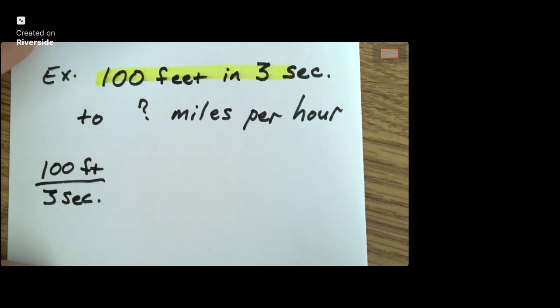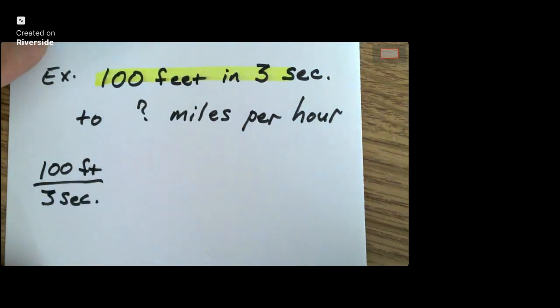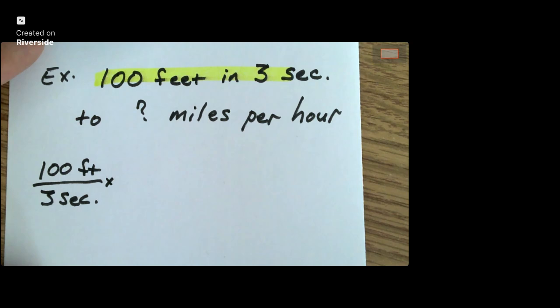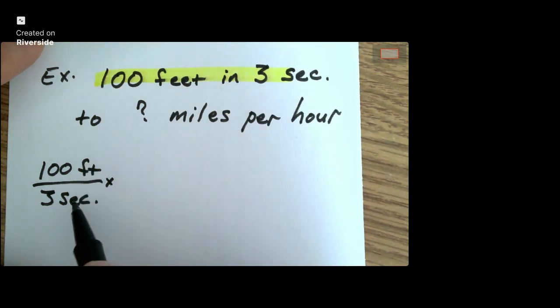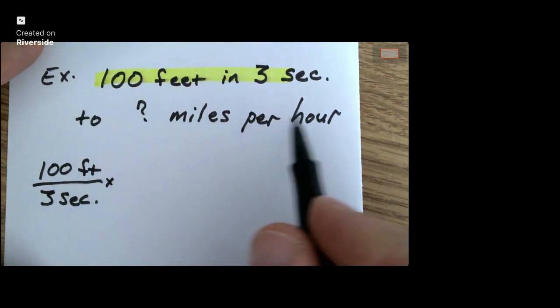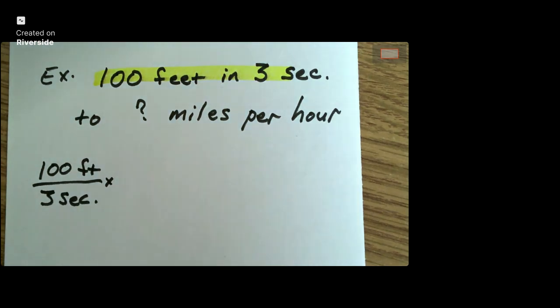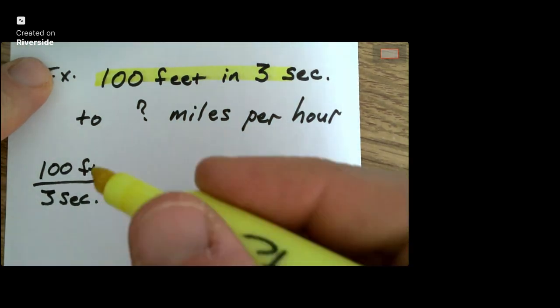And we must multiply. In order to cancel out units, you have to be multiplying fractions. So we have a fraction, let's multiply this fraction by, now what we want to do here is turn feet over seconds, feet per second, into miles over hours, miles per hour. So let's just focus on one of these units right now to cancel out and turn into the other unit.